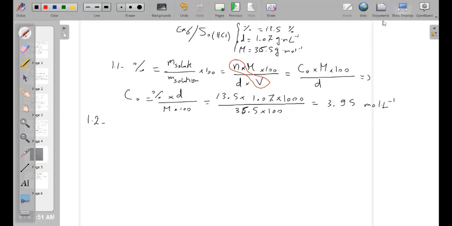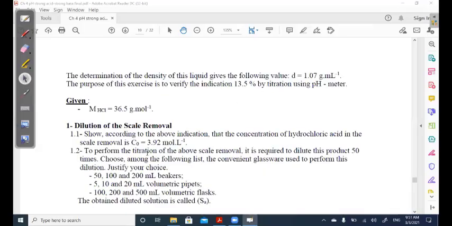1.2. To perform the titration of the above scale removal, it is required to dilute this solution 50 times. Choose among the following list the convenient glassware used to perform this dilution. Justify your answer.